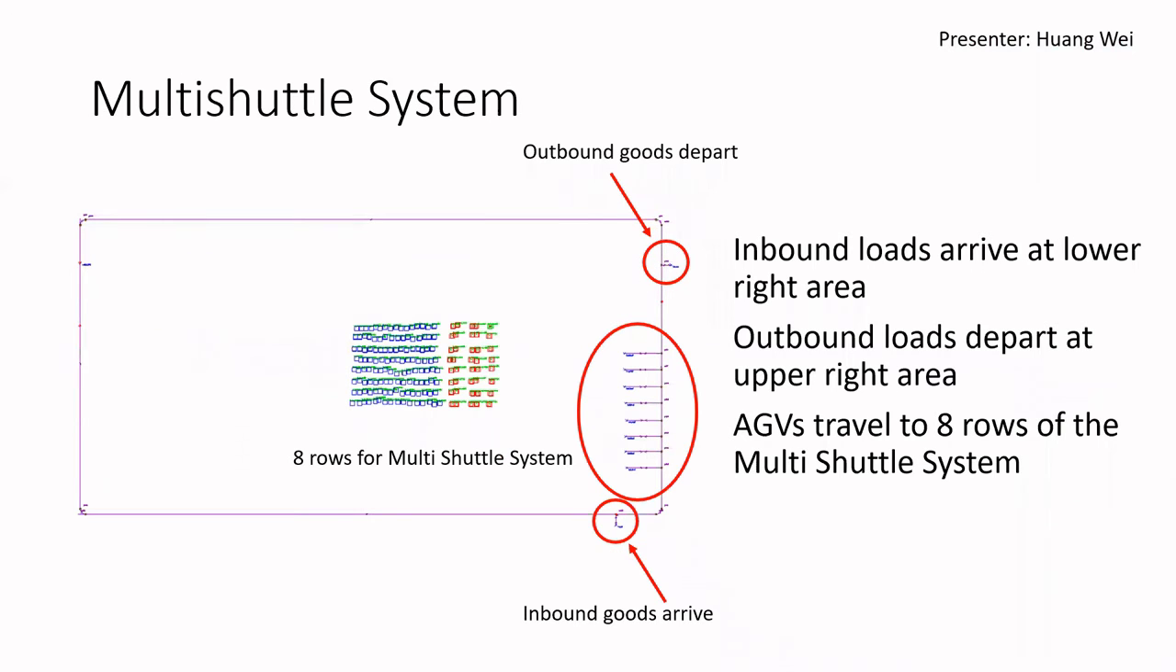Due to the complexity of the model, we have separately modeled the VLMs and multi-shuttle systems from the second warehouse layout. Here, we have the multi-shuttle systems modeled. Similar to the first layout, inbound goods arrive at the lower right area and outbound goods depart at the upper right area. AGVs travel to 8 rows of the multi-shuttle system.